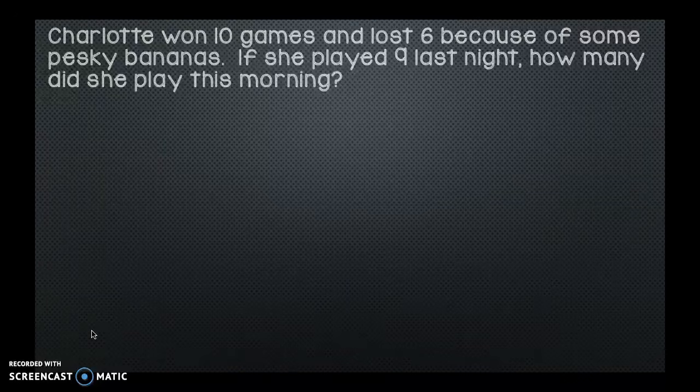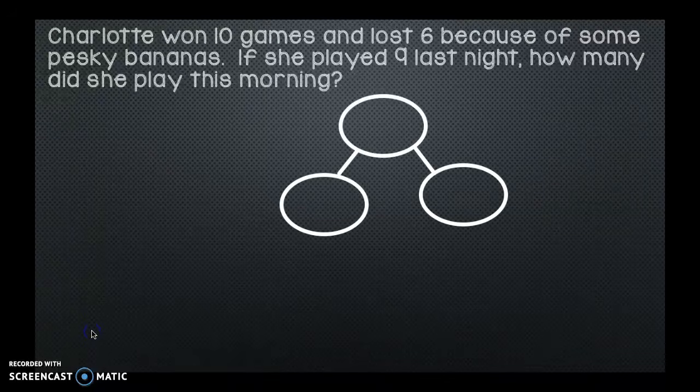I don't know the whole amount, but I do know the parts of how many she played. So I'm going to go ahead and make my number bond. All right, so can you go ahead and draw a number bond? I'm going to read you that first sentence and it will tell you the parts. I want to see if you can fill in the whole number bond all by yourself.